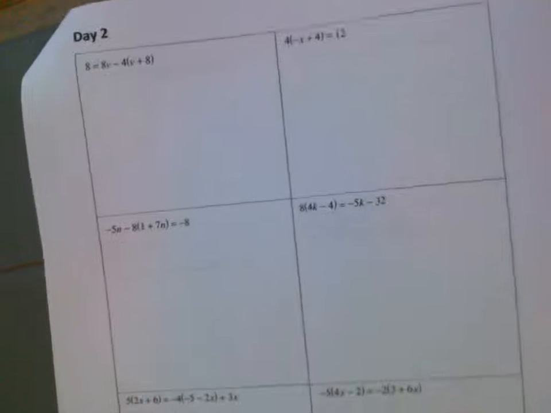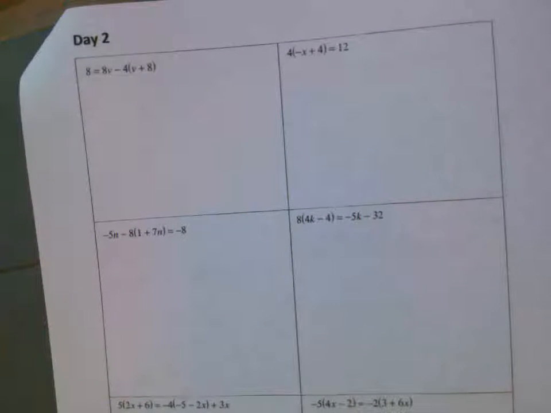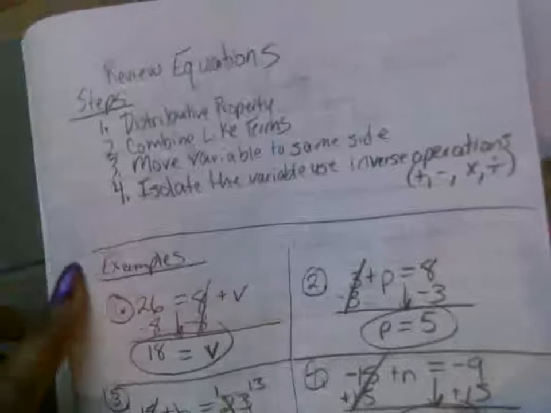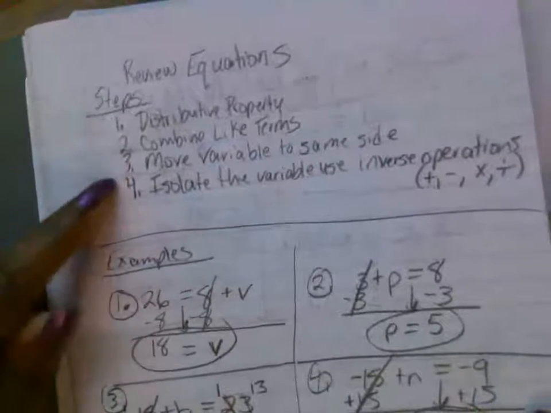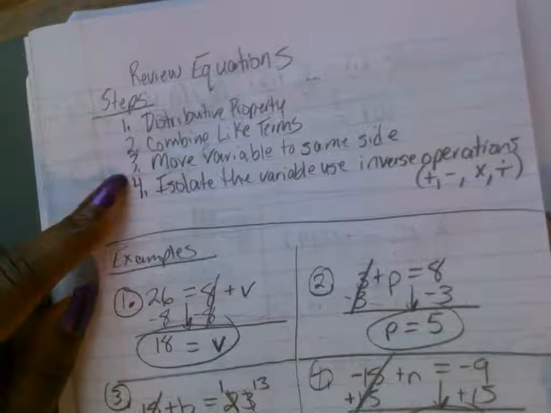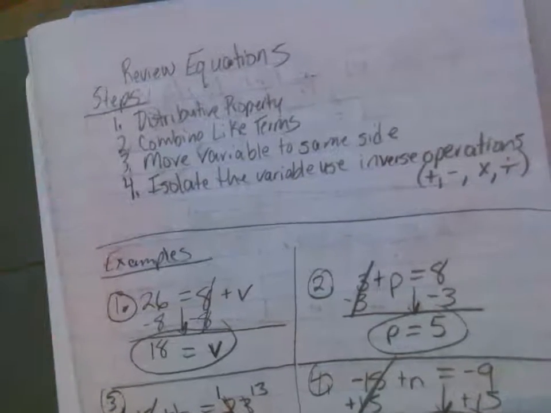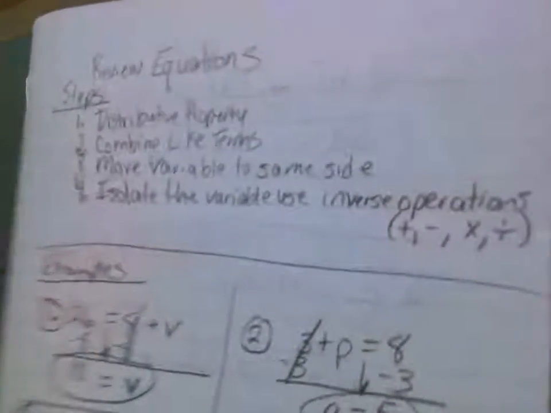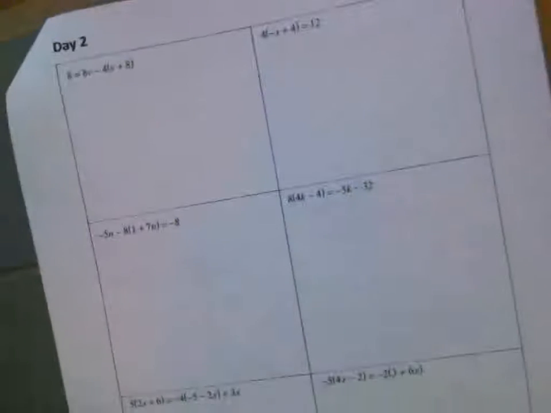All right, guys, we're going to do the guided practice problems, day 2 on multi-step equations. Remember that we're following our 4 steps, or doing the reverse of order of operations. Let me post those real quick for you. The steps: distributive property, combine like terms, move variables to the same side, and isolate the variable by using the inverse operation. Those are the 4 steps that we're using.